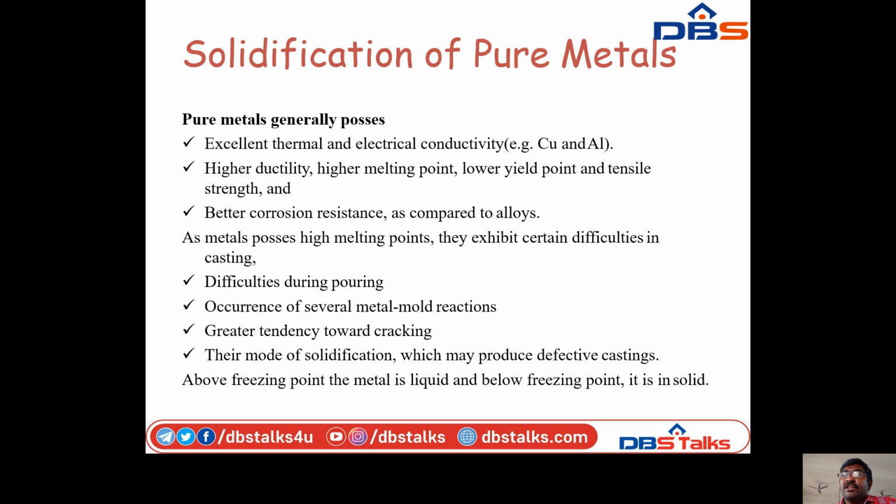Next, pure metals. Pure metals generally possess excellent thermal and electrical conductivity, for example copper and aluminum. They have high ductility, high melting point, low yield point and tensile strength, and better corrosion resistance as compared to alloys. So these are all the pure metals.